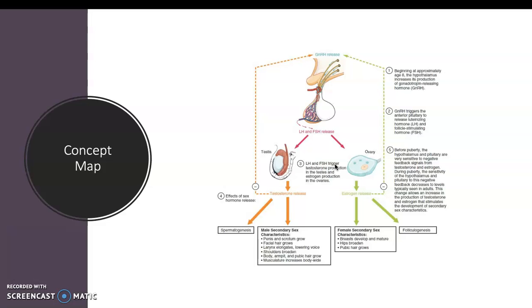So this concludes my presentation on the hormonal controls of implantation, which we went over very briefly, in early embryonic development.